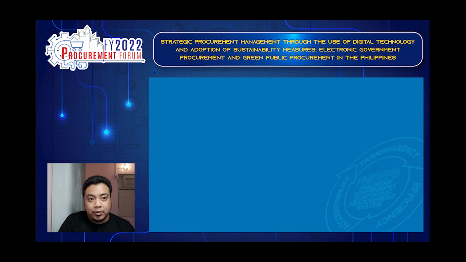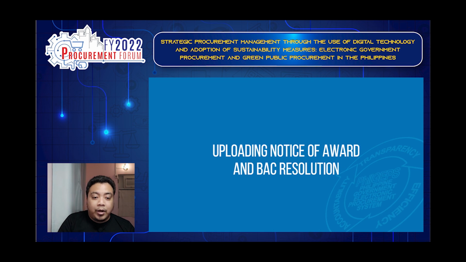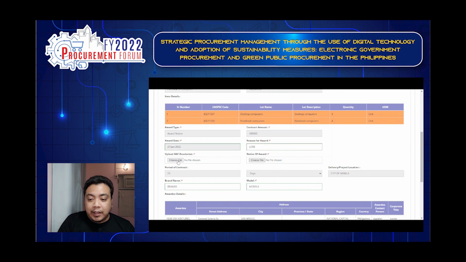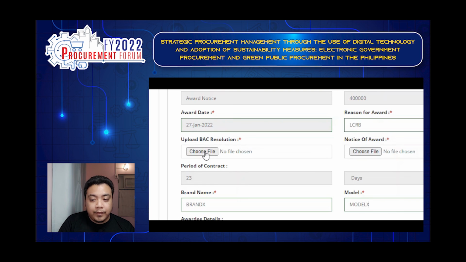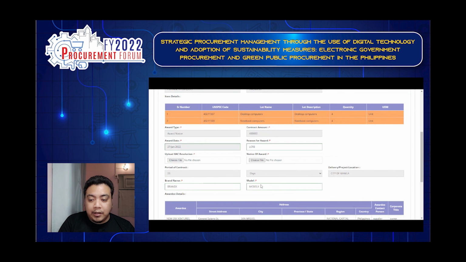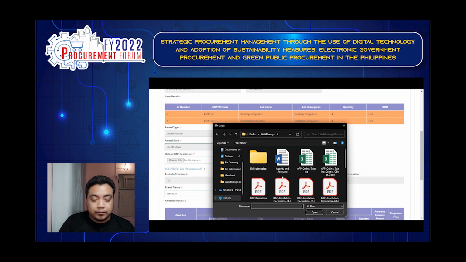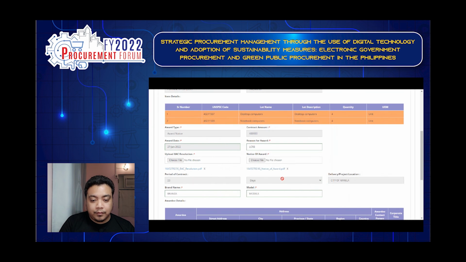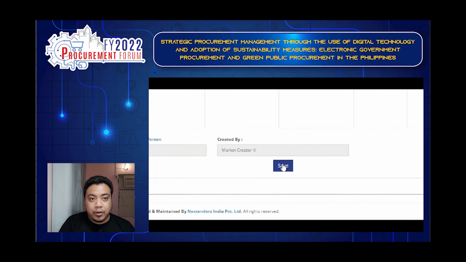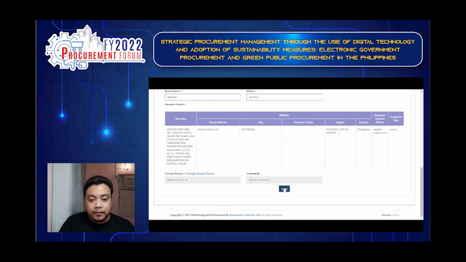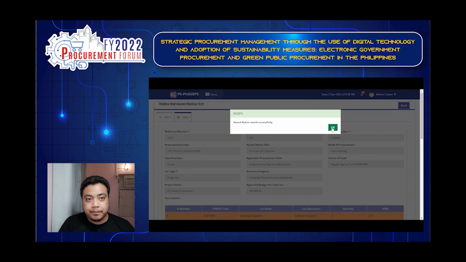If there is a BAC resolution, we need to upload those documents also. So for the uploading of notice of award and BAC resolution, just click the choose file, and then attach the BAC resolution and the NOA. And then click save button, then confirm.